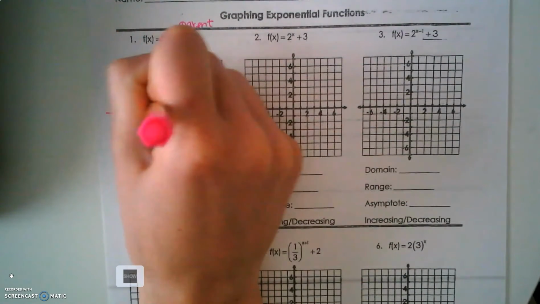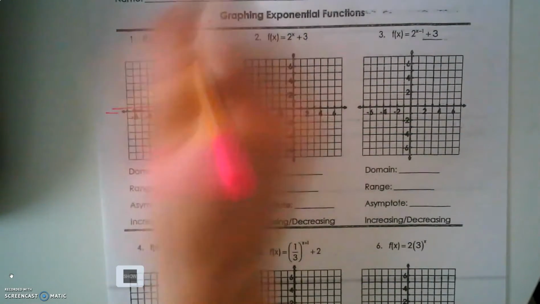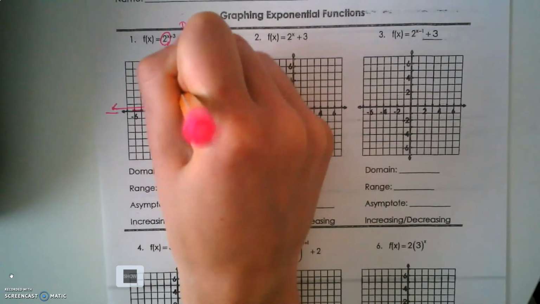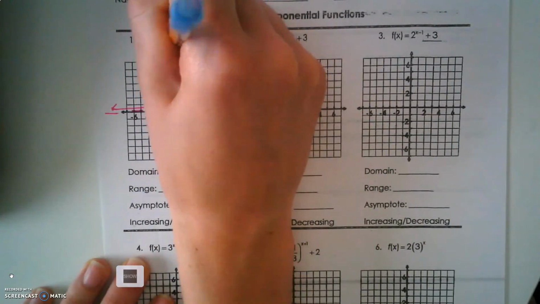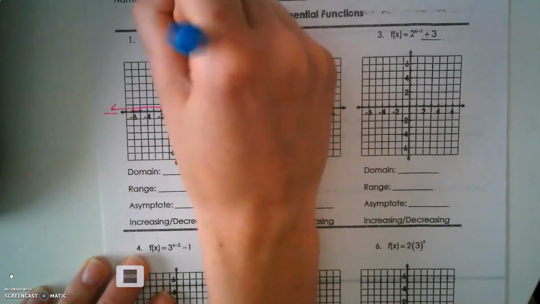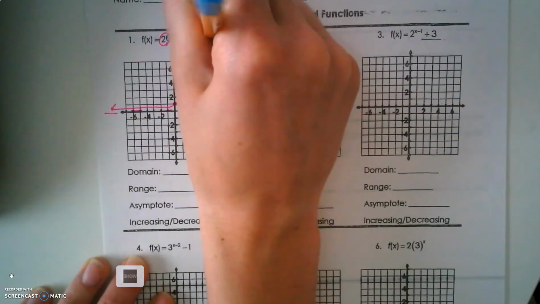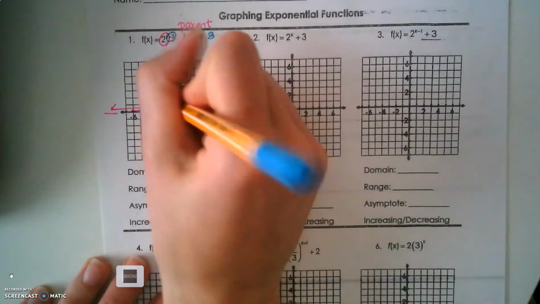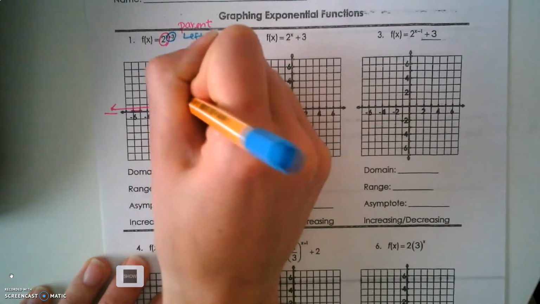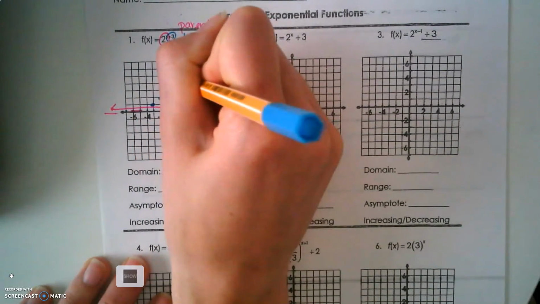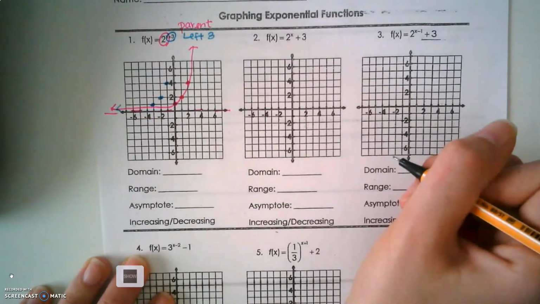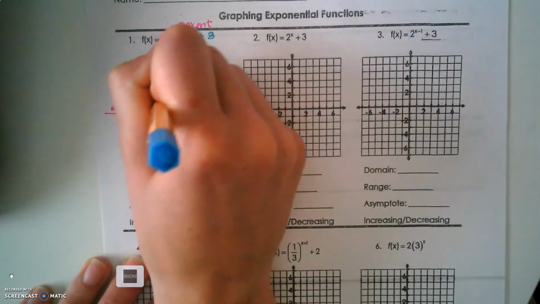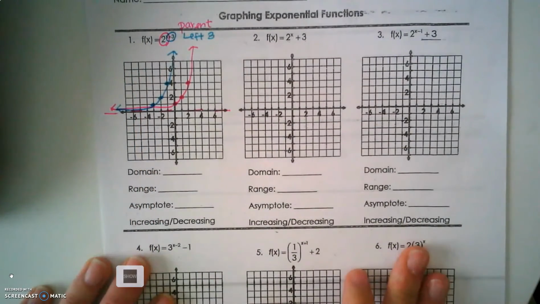So this is my parent function. So if I actually plot those points like you should when you graph, you can then use the transformations to help you graph. So that's a +3, so that's left 3. So I'm going to go 1, 2, 3. I'm going to go 1, 2, 3. And I'm going to go 1, 2, 3. So I'm going to get really close to my asymptote. Notice I draw my asymptote first, and I'm going to curl this thing up. Okay.